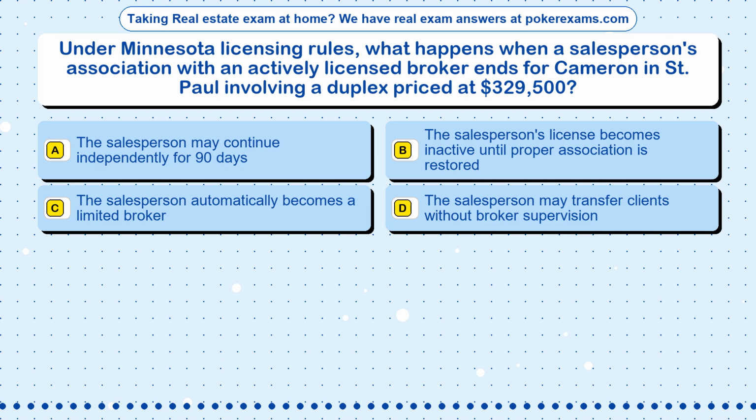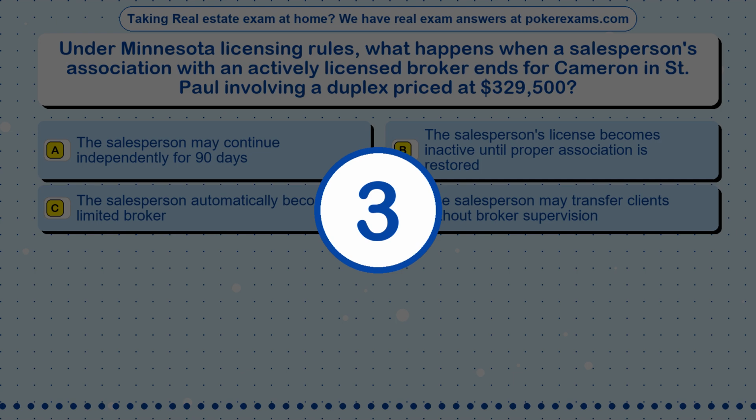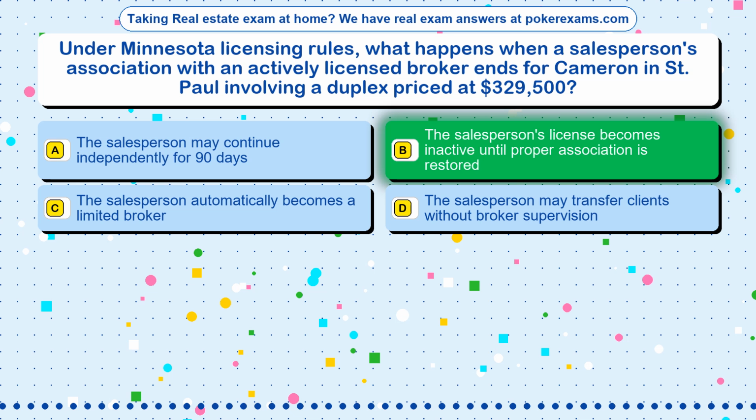Option C. The salesperson automatically becomes a limited broker. Option D. The salesperson may transfer clients without broker supervision. The correct answer is option B. The salesperson's license becomes inactive until proper association is restored.